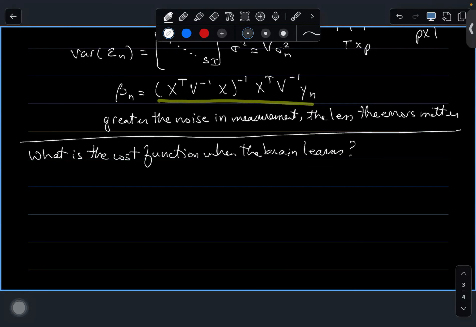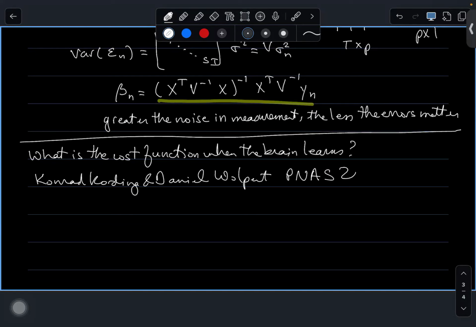So the paper that I want to describe for you is written by Konrad Kording and Daniel Wolpert, and it's Proceedings of the National Academy of Science in 2004. And I'm going to explain the experiment for you. I'm going to go through the math. I'm going to understand something about loss functions and how we can uncover loss functions using an experiment.